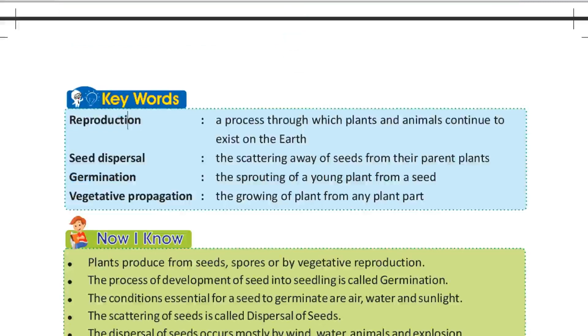Keywords. Reproduction. A process through which plants and animals continue to exist on the earth. Seed dispersal. The scattering away of seeds from their parent plants. Germination. The sprouting of a young plant from a seed. Vegetative propagation. The growing of plant from any part.